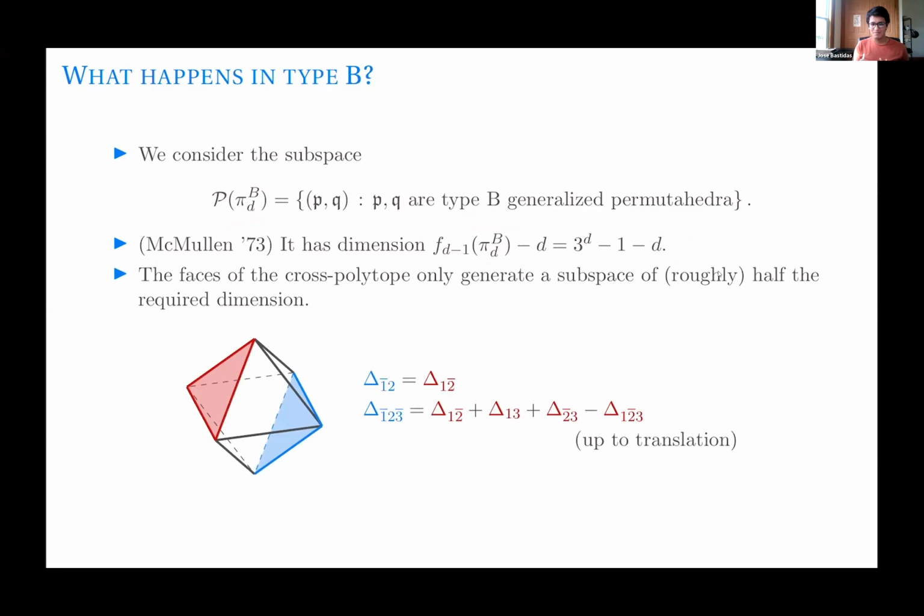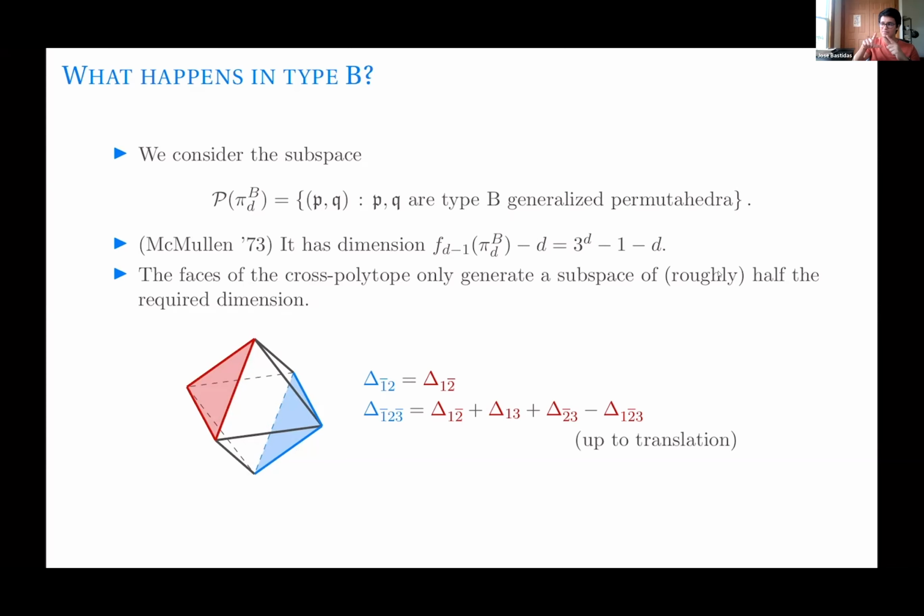And for some reason that I'm going to skip for now, the nice analog of the simplex in type A, in type B would be the cross polytope. Okay, I'm going to skip the reason why this is the nice analog. But unfortunately, this doesn't work. If I take the cross polytope and I consider all of its faces, I don't get a basis of this space. I'm generating a space that is only of half the dimension that I want. And the reason why I only get half of the desired dimension is not too hard to see. For example, I can check that opposite faces, like this triangle right here and this blue triangle right here, if I look at them from the right perspective, they're just generalized permutahedra.